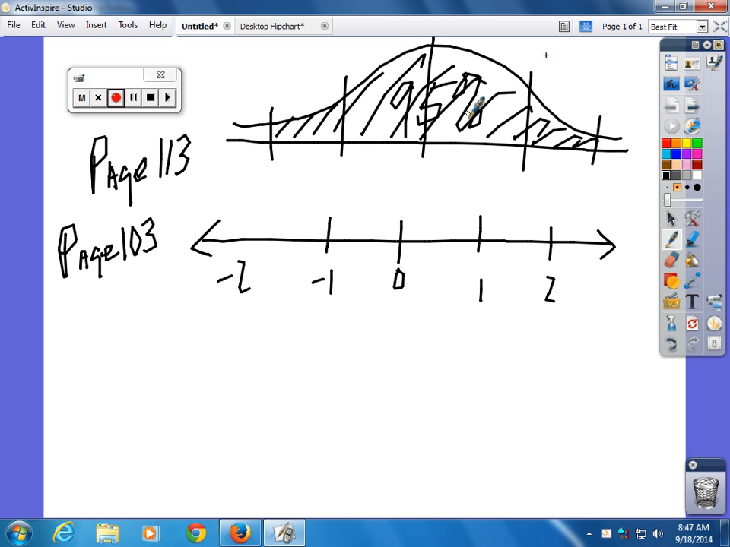Same thing with this area right in here. 95% is going to fall between -2 and what? +2. Anything outside of 2 and -2 is considered what? Unusual. Anything outside of 3 and -3 as a z-score is considered a what? Outlier.